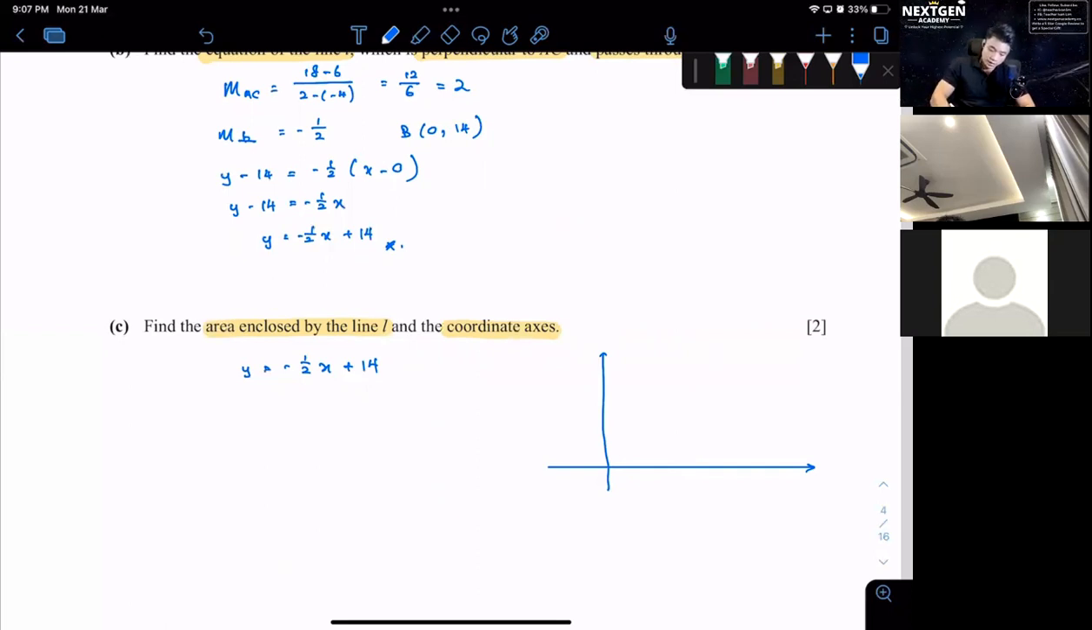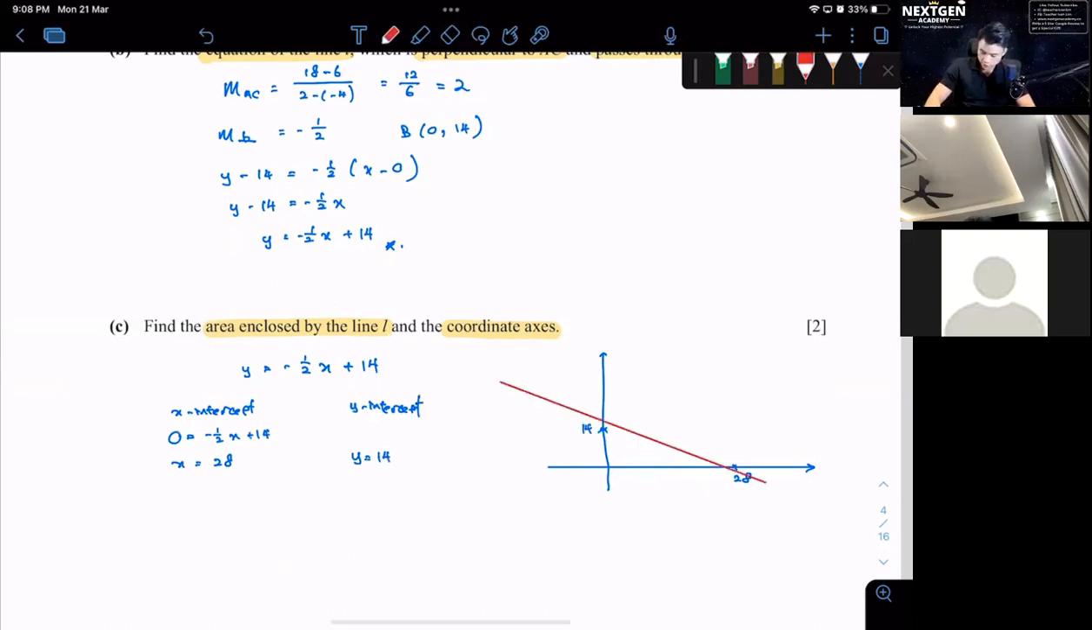The x-intercept is when y equals 0. So 0 equals negative half x plus 14. x will be equal to 28. So here we'll intersect at 28. For the y-intercept, I can straight away get my c value. y equals 14. So it should be around here. So my straight line will be like this, going through like this.